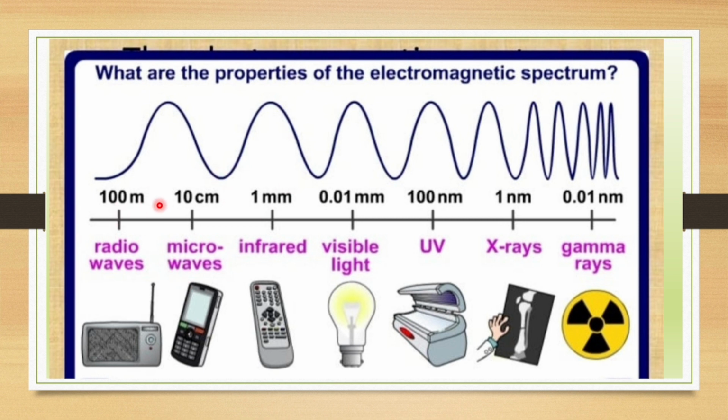So this is the wavelength. Radio waves have about 100 meters of wavelength, and while moving from radio waves towards gamma rays, the wavelength becomes lower. Gamma rays have a lower wavelength of 0.01 nanometer.